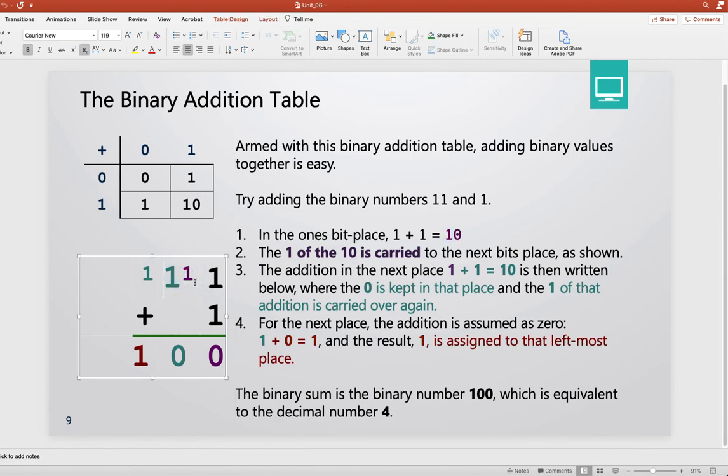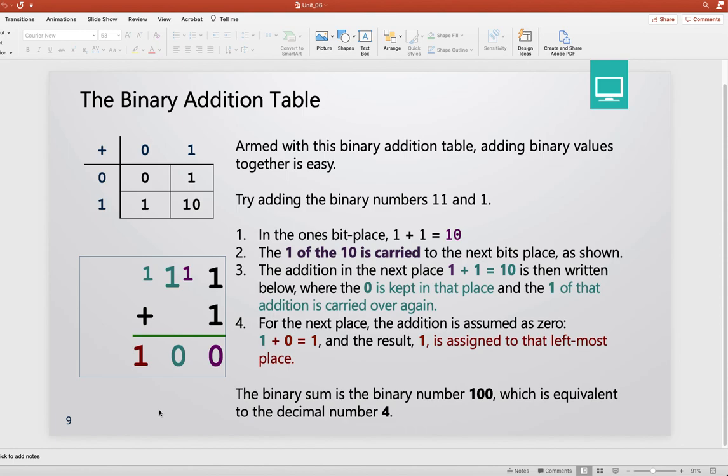And the addition in the next place is 1 plus the carry number, this one. So it's also 10, so you need to perform a carry to the next position, which is 1. And there is a 0 here, so 1 plus 0 is 1. So the sum of 11 and 1 is equal to 100.